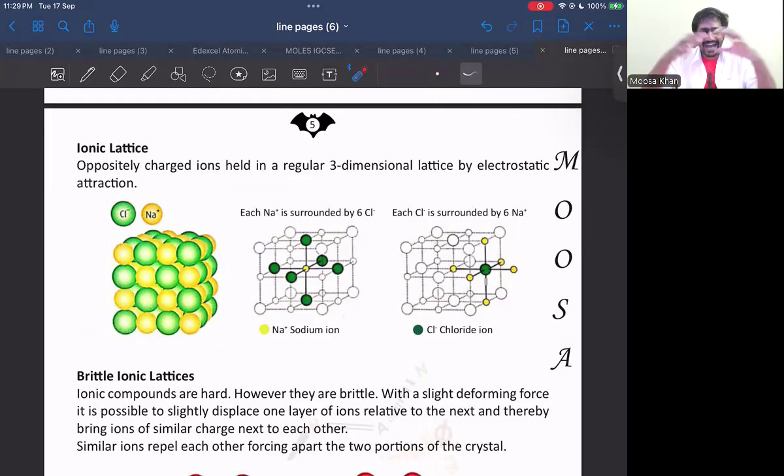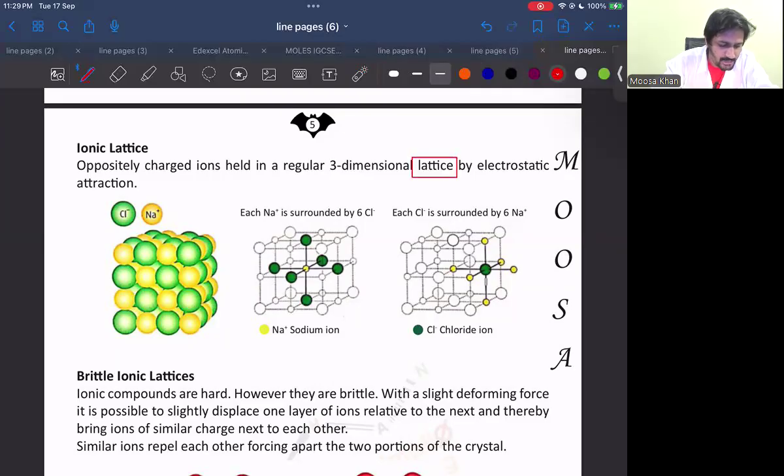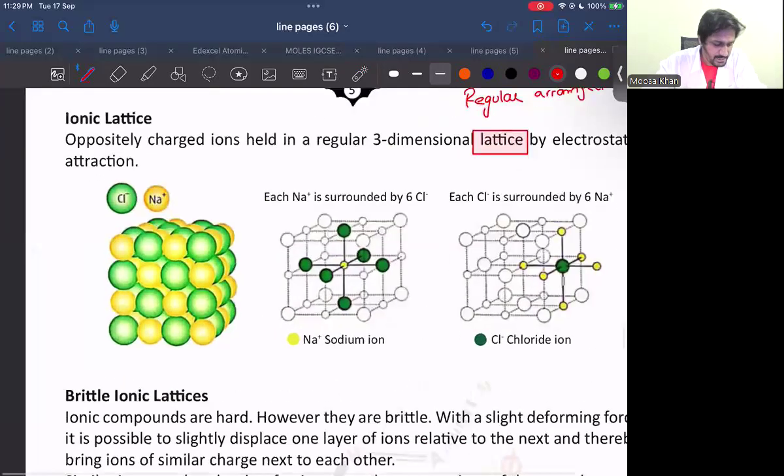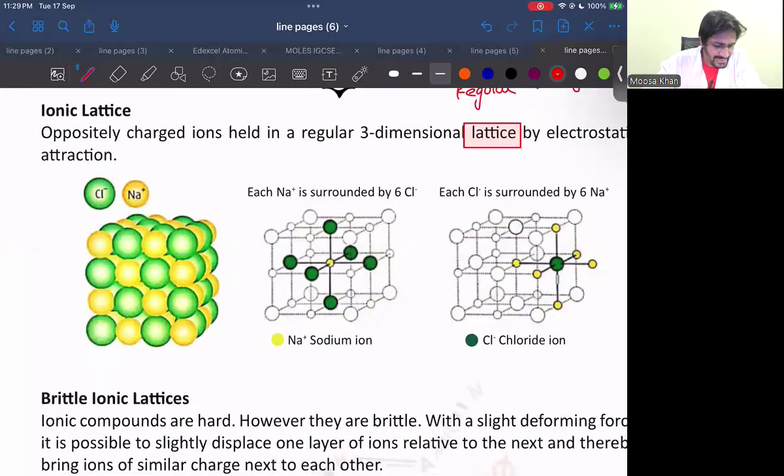So if you see the ionic lattice, here we have oppositely charged ions regularly arranged in the form of a giant ionic lattice. And whenever you hear the word lattice, it means the regular arrangement. The word lattice actually tells you the regular arrangement of something. If the oppositely charged ions are regularly arranged, then it forms an ionic lattice. If you see this lattice, you can see we have sodium ions and chloride ions alternatively arranged with each other.